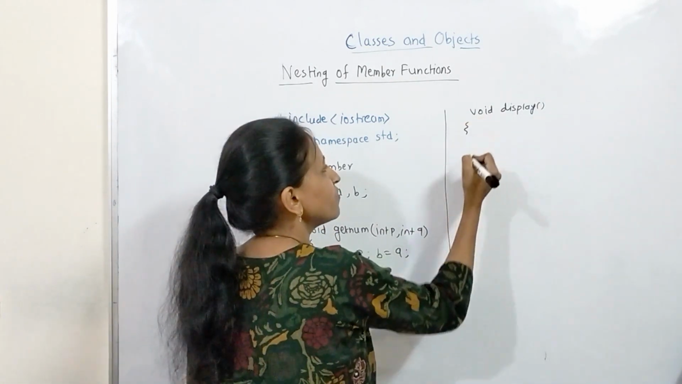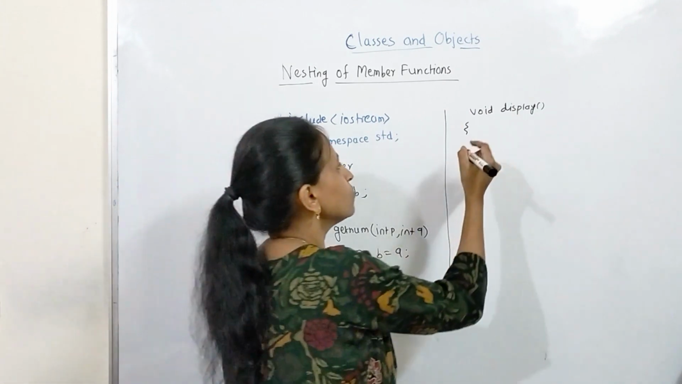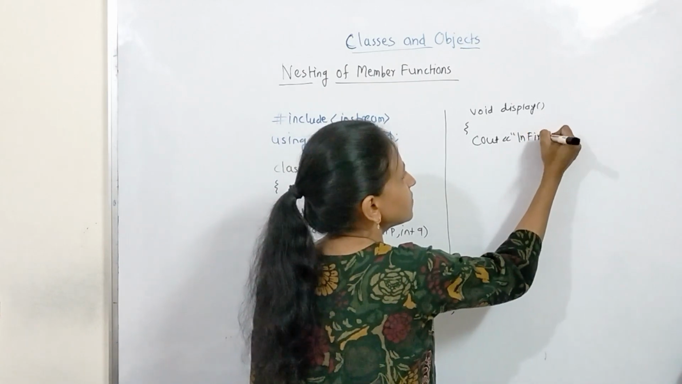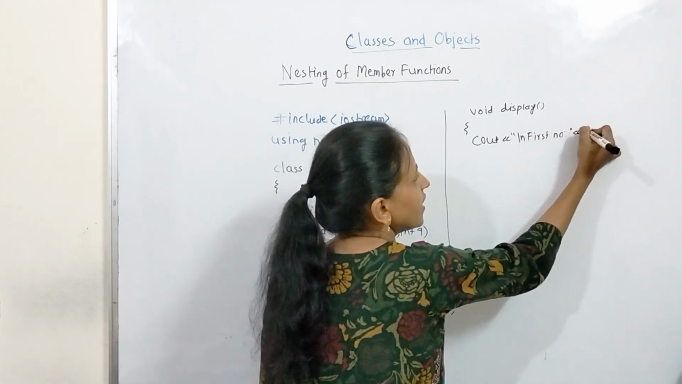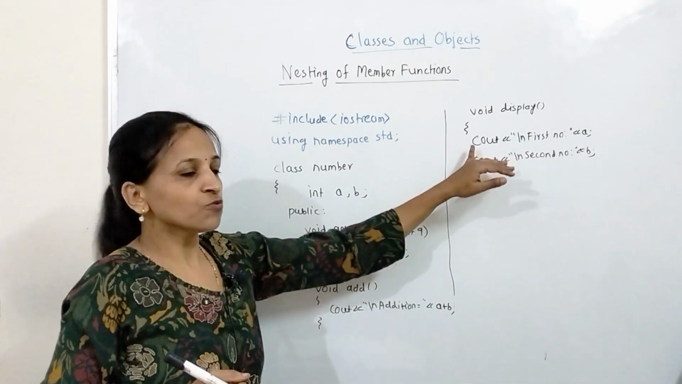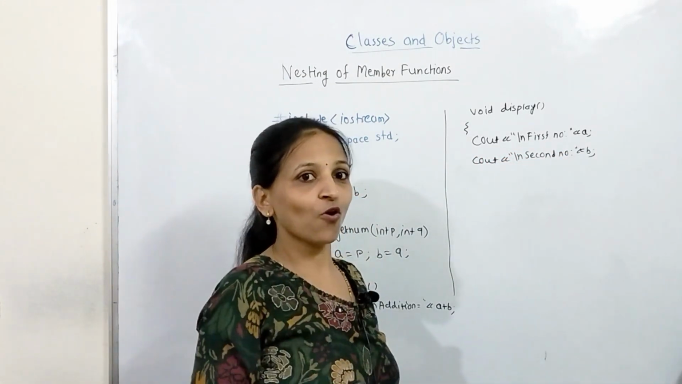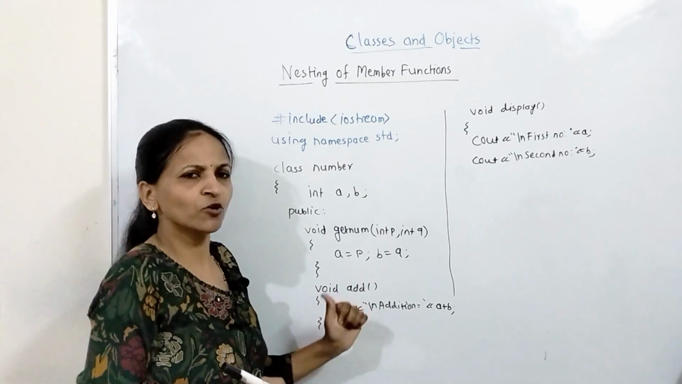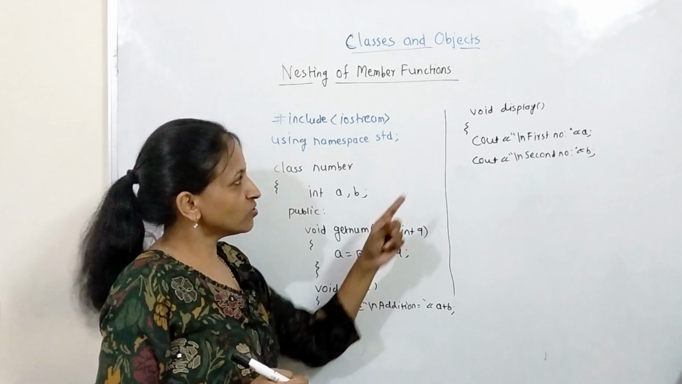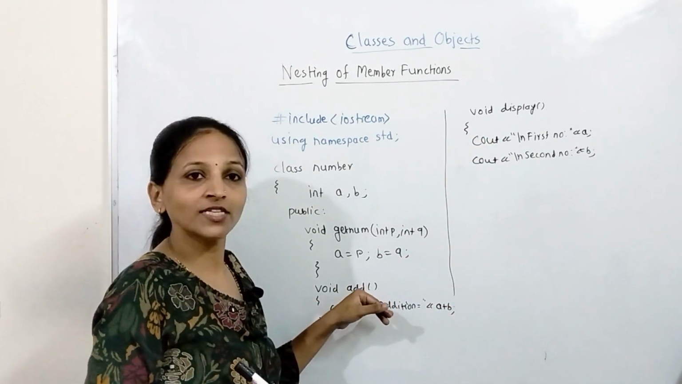Now in this function I am going to display the values of a and b, means those two numbers, and their addition. How to do that? Simple. cout first number colon and here a. In the same way we have to display the second number. Getting? Here we have written two statements for displaying the first number and the second number, and here I am going to call the add function, because we have already written the cout statement in that method. Now inside this display function I want to display the addition, so there we can call this function.